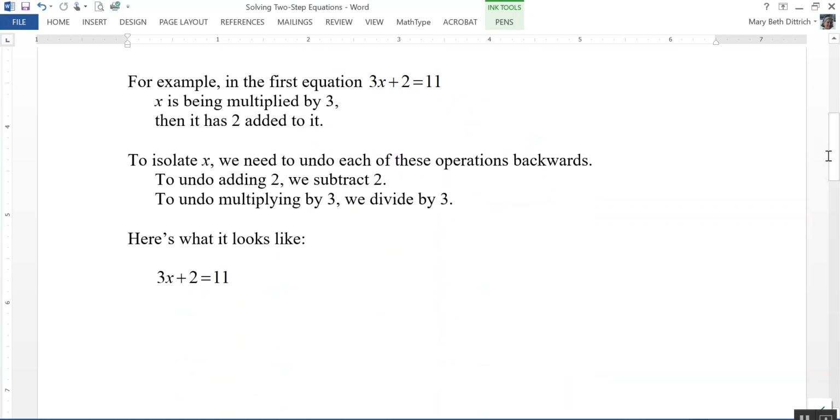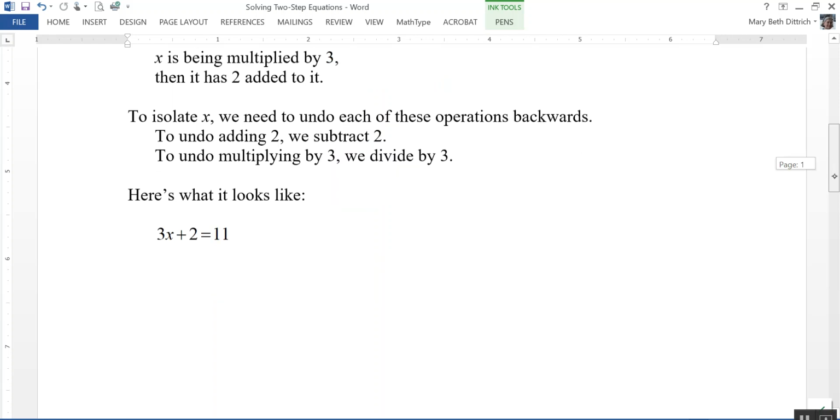So for the first equation, 3x plus 2 equals 11, notice that x is being multiplied by 3, and then it is having 2 added to it. So to get x all by itself, we want to undo each one of these in reverse order. Since adding 2 was the last thing we did, I want to undo that by subtracting 2. So that's going to be my first step. Then x was being multiplied by 3, so I want to undo that by dividing both sides by 3.